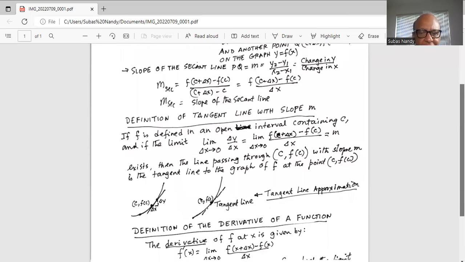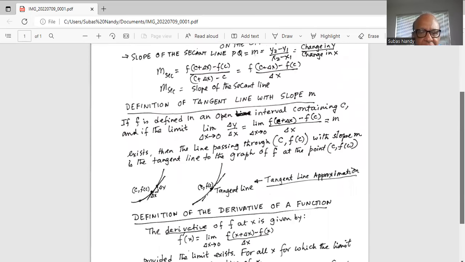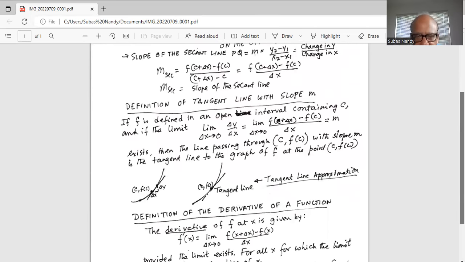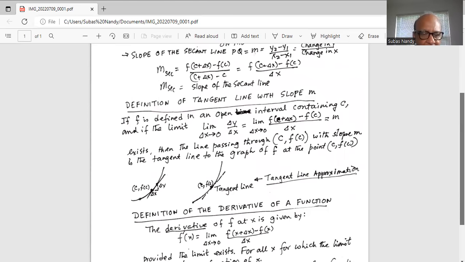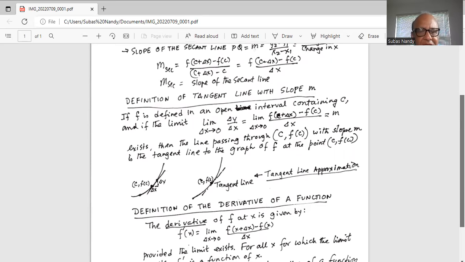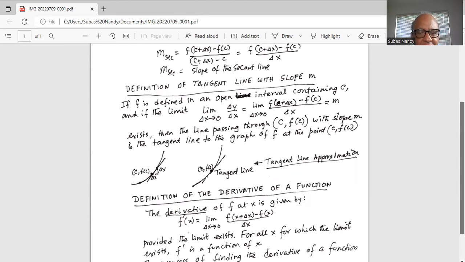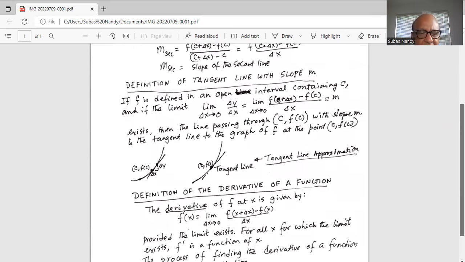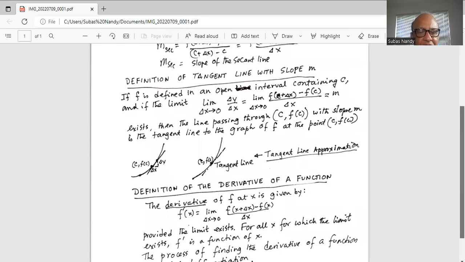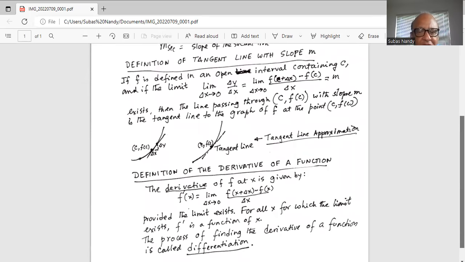So what is the definition of the derivative of a function? The derivative of the function f(x) at x is given by f prime of x, f with a slanted line at the top, f prime x is equal to the limit as delta x tends to 0 of f of x plus delta x minus f(x) divided by delta x, provided that this limit exists. For all x for which the limit exists, f prime is a function of x. The process of finding the derivative of a function is called differentiation.